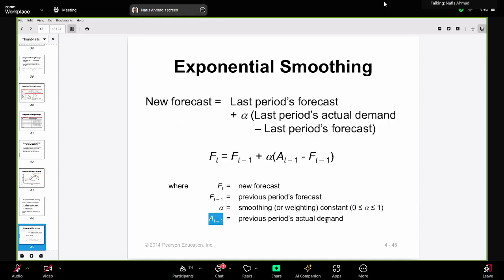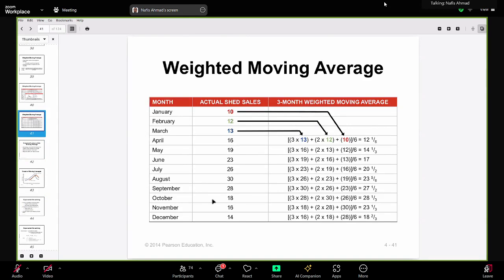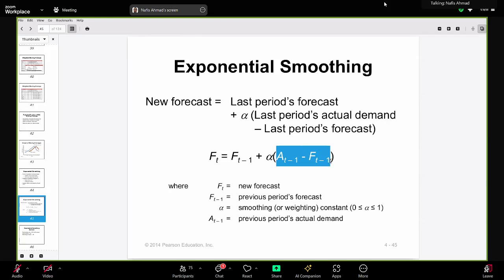At is the previous period's actual demand, so actual and forecasted demand. In earlier techniques, like moving average, we used only the actual demands to predict the future. In the case of exponential smoothing, we use actual as well as forecasted demand of the previous period.